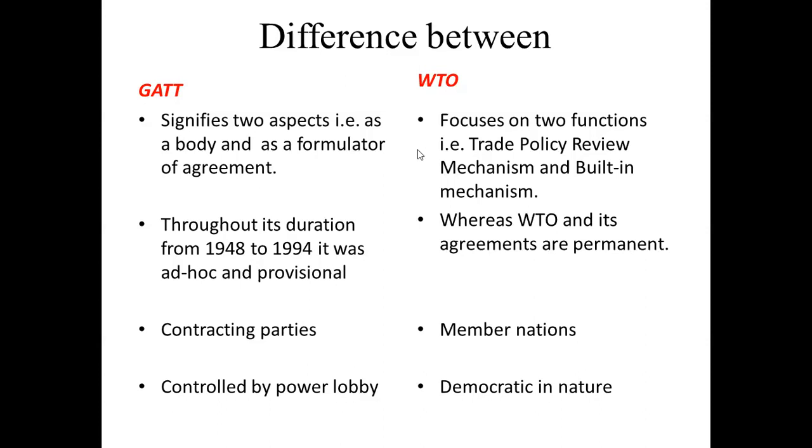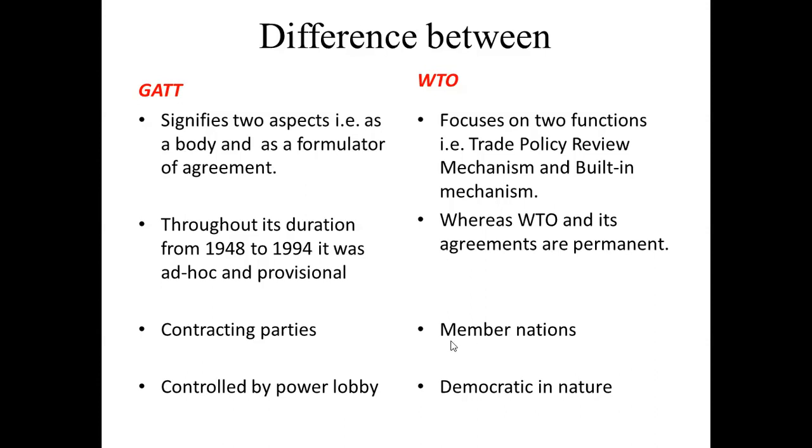GATT agreements are temporary. WTO are permanent. Please do remember. Third difference, GATT, there is a contracting party, whereas in WTO, there are member nations. In GATT, the party who is following the contract is involved. But in case of WTO, a country will have to become a member of that WTO.